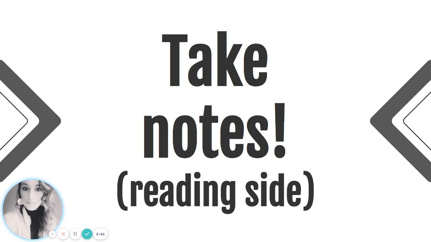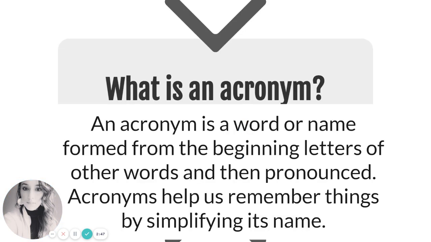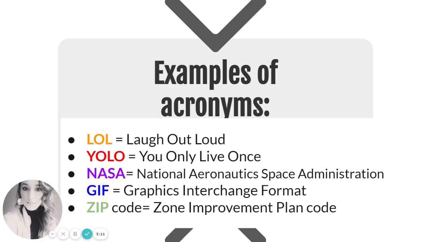All right, so for today, we are going to take some different types of notes, still on your reading side of your journal. And before we discuss what Scamper is, I need you to have a background understanding of what an acronym is. An acronym is a word or name formed from the beginning letters of other words, and then it's pronounced as one word. Acronyms help us remember things by simplifying the name.